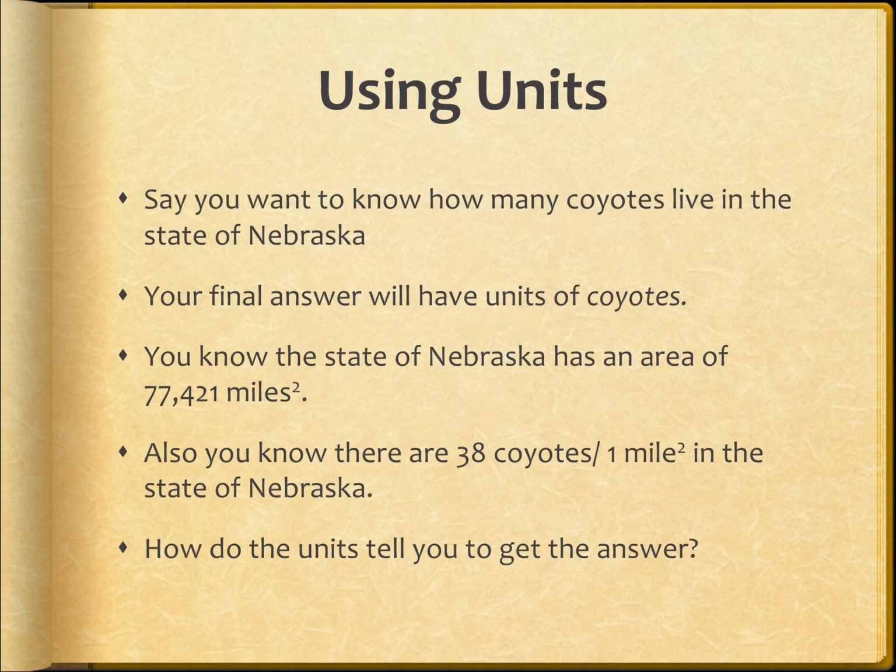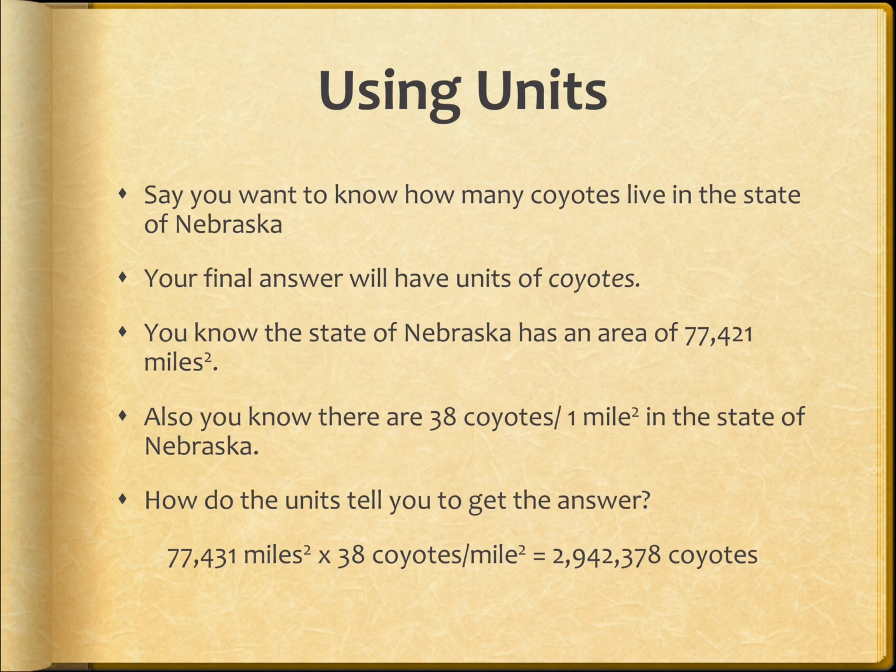How do you use the units to figure out what the calculation is? Well, we know that our final calculation needs to have units of only coyotes, so we need to get rid of those square mile units. We need to cancel them out. So that would look something like this. We'd multiply 77,421 square miles times 38 coyotes over square miles to get our final answer of just under 3 million coyotes.